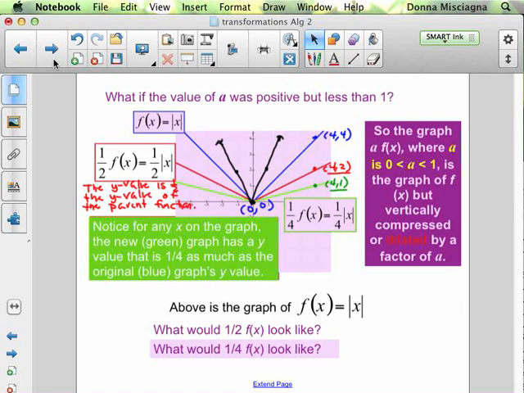So the green graph, 1/4 f of x equals 1/4 the absolute value of x, instead of the point (4, 4), has the point (4, 1). So notice that for any x on the graph, the new green graph has a y value that's 1/4 as much as the original blue graph's value.